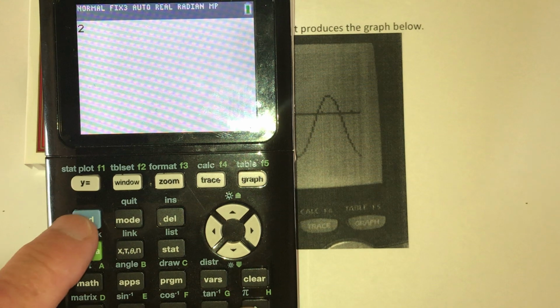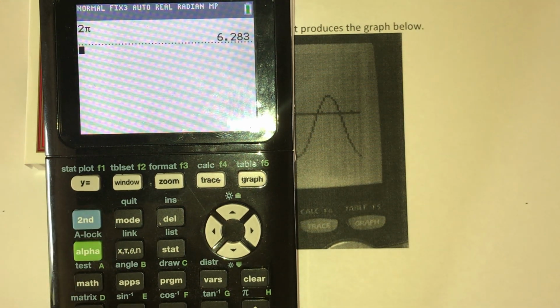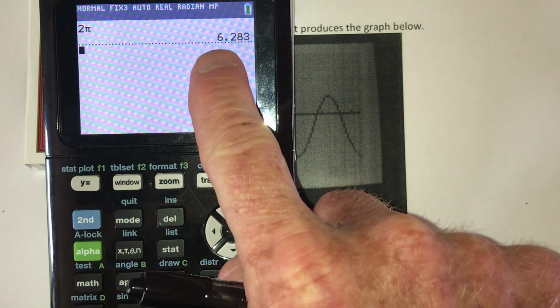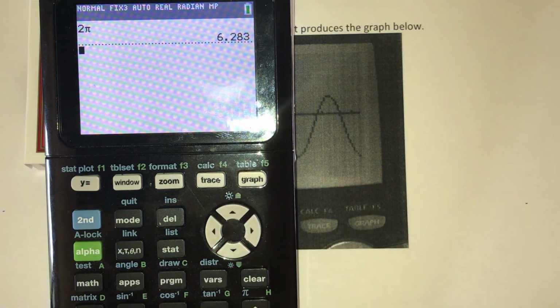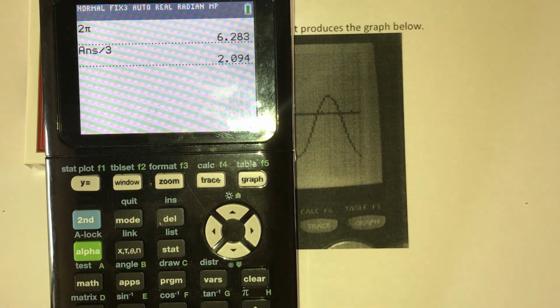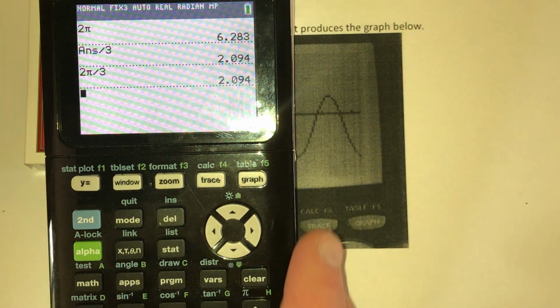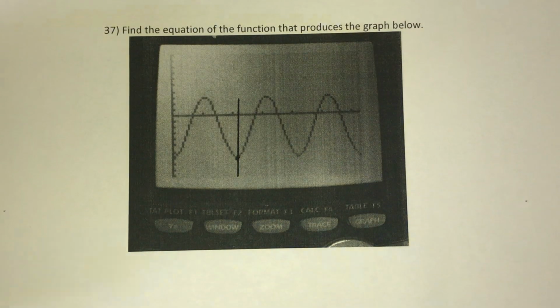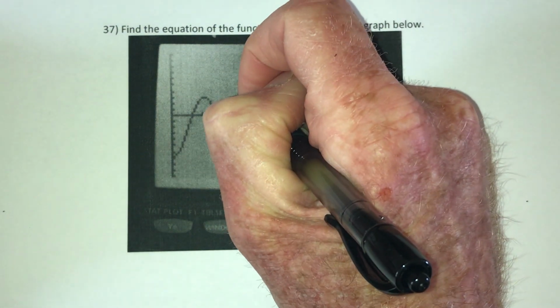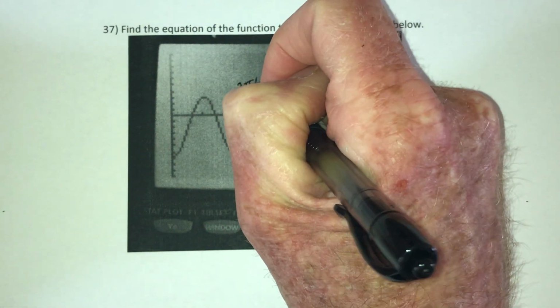So if you do 2 pi, that's 6 point something, and I want 2 point something. So if I divide 6 by 3, that would be 2 point something. So it looks like 2 pi divided by 3. Okay, I'm going with that, 2 pi over 3. So this line right here is at 2 pi over 3.